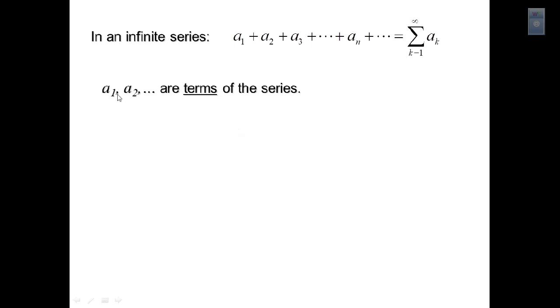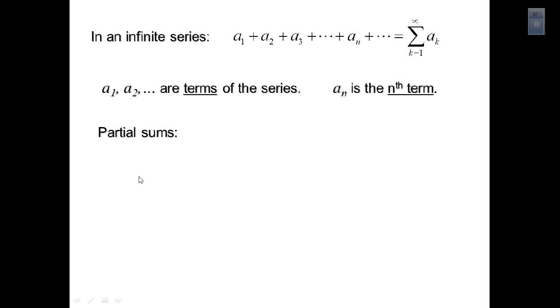So a sub 1 and a sub 2 and all those other things are the terms of the series. Remember, they were the terms of the sequence. Now they're the terms of the series. And the only thing that's different here is that we're adding all those things up. a sub n is the nth term, just like we did with the sequence.